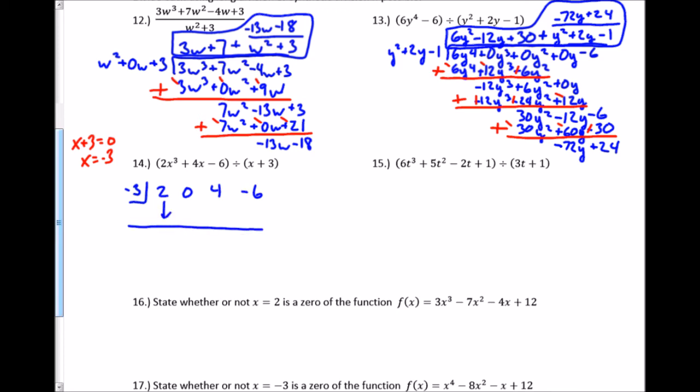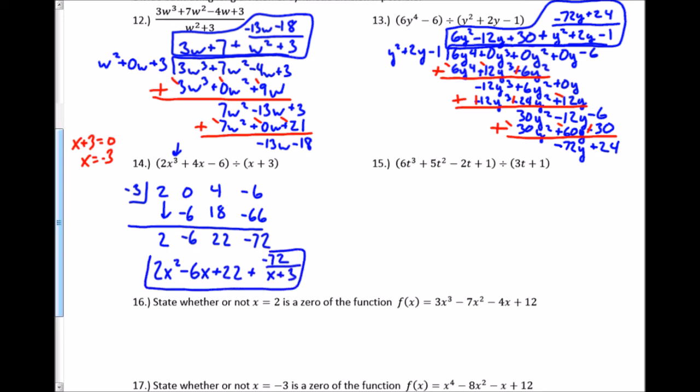And now I bring down that first coefficient. I multiply. I add straight down. I multiply. That gives me an 18. I add straight down. I multiply. That's a negative 66. And I add straight down. That's a negative 72. So now if I started with an x cubed up here, my answer is going to start with an x squared. So that's a 2x squared minus 6x plus 22 plus a negative 72 over the thing I was dividing by, which was the x plus 3. Okay?